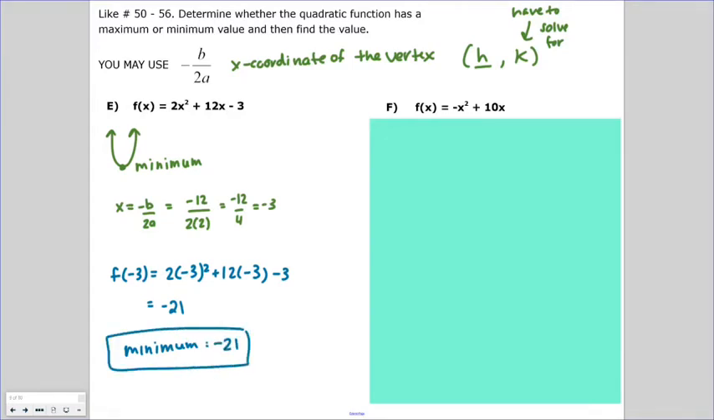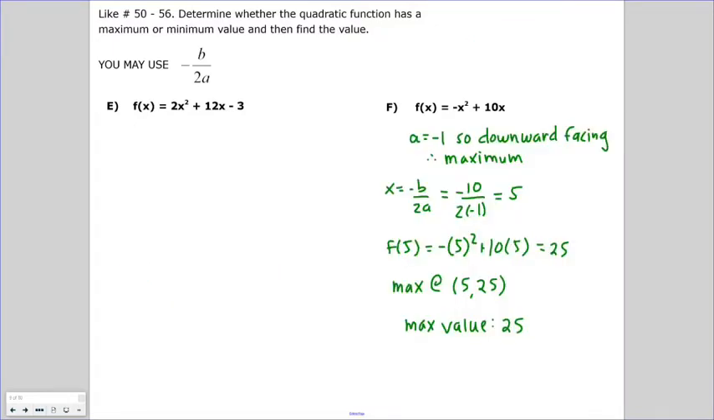Last example on the page, give F a try. Pause the video, come back and check your answer when you're done. F is a downward facing parabola, which means we've got a maximum, and the maximum value is 25.